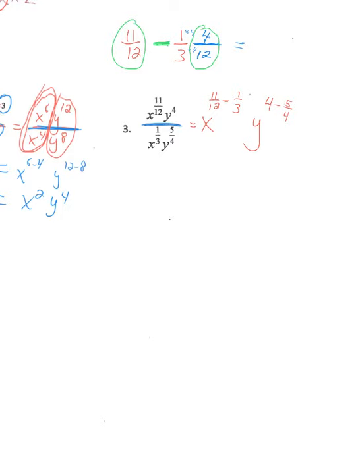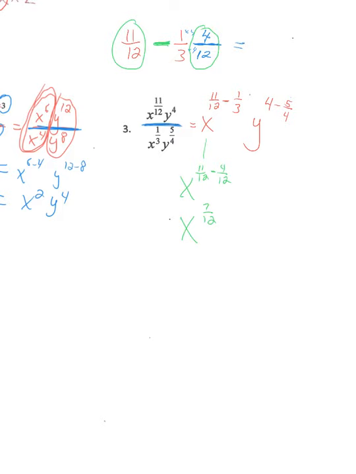So when I do that, again, I'm just going to come down over here now. So I have x to the 11/12 minus 4/12. That's equal to 7/12. So there's my answer for x. Okay. Let's go look at how I calculate the y.